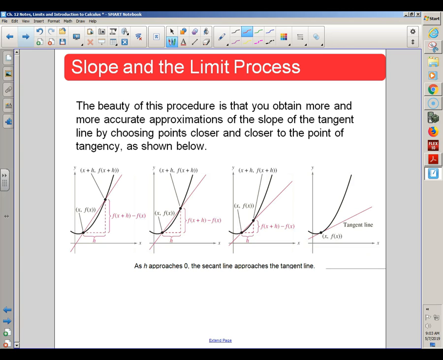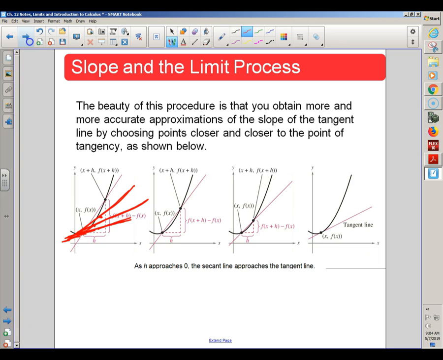If we make the secant lines get closer and closer together, here's the tangent line-ish. The secant line's pretty far off, right? But if I was to go just a little bit closer, like this one shows, well, all of a sudden, it's going to be closer. And then if I was to go even closer, like the next one shows, it's going to be even closer.